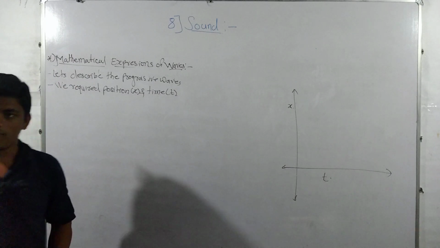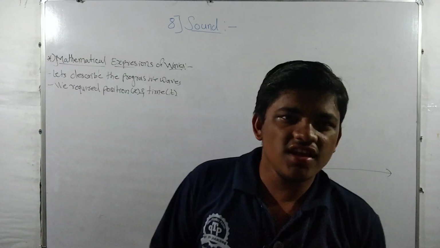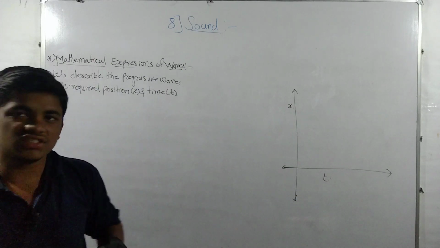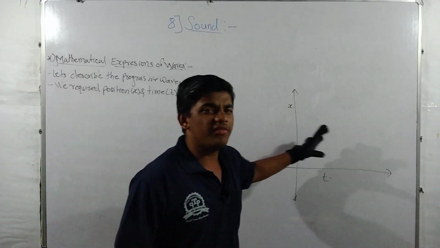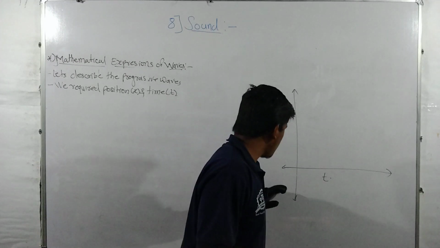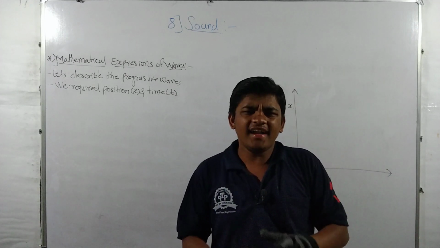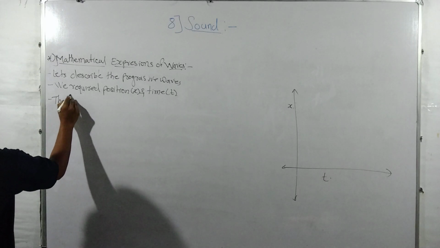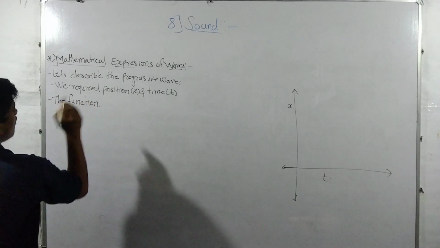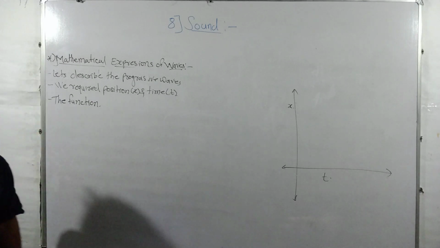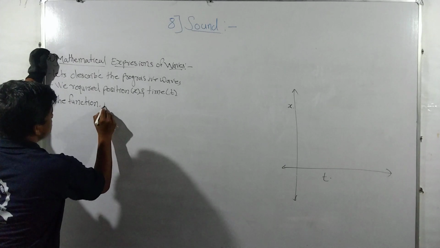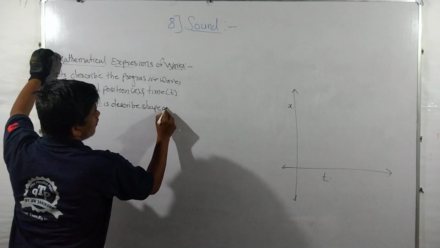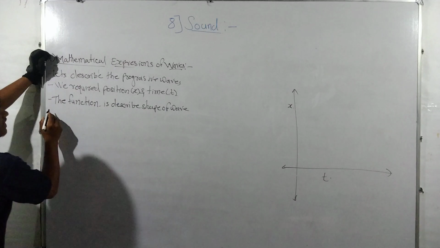For progressive waves, the function describes the shape of the wave at any instant. Whatever function we take here shows the shape of the waves. The progressive wave under consideration shows the shape of the wave at any instant. We write the sentence: the function describes the shape of the wave at any instant.